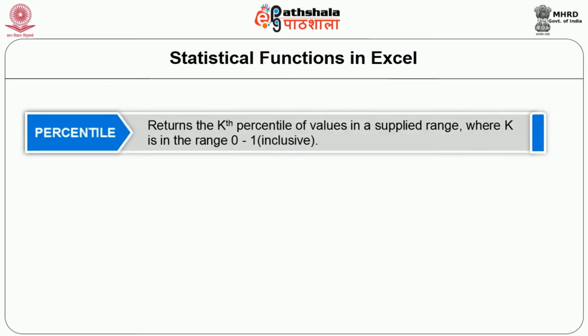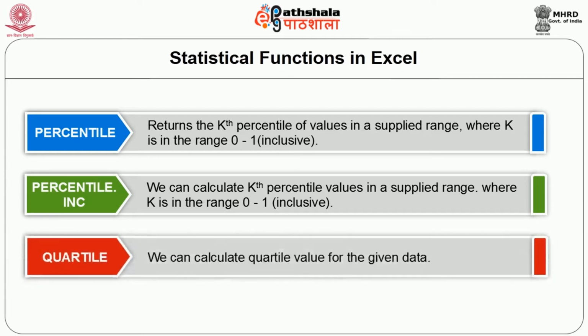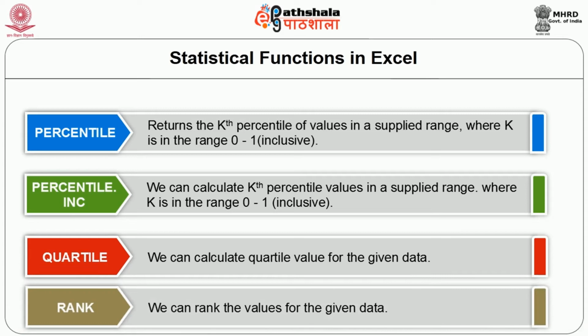PERCENTILE returns the kth percentile of values in a supplied range, where k is in the range of 0 to 1. PERCENTILE.INC: we can calculate kth percentile values in a supplied range where k is in the range of 0 to 1. QUARTILE: we can calculate the quartile value for the given data. RANK: we can rank the values for the given data.